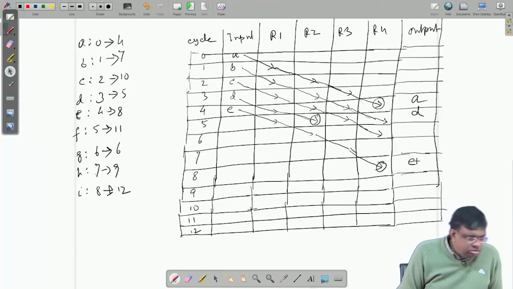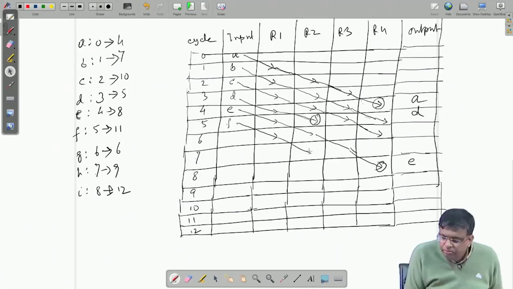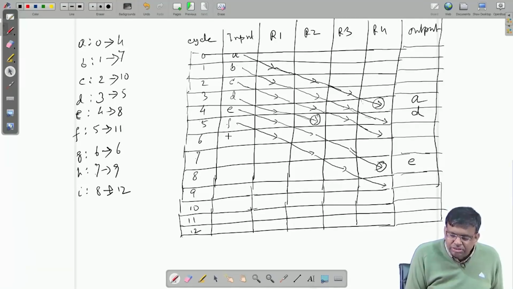This is E. F, 5 to 11. Again I reach the end of the journey at cycle 9, but I will come back to this. Then G, 6 to 6. So, G I do not have to store, it is born and dead. So, G here.